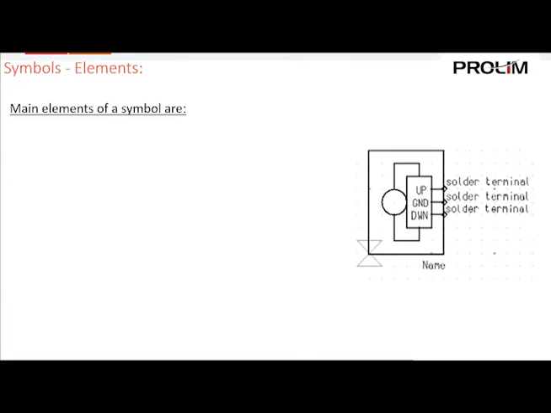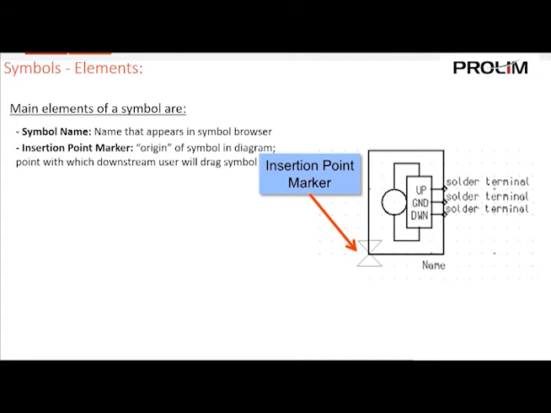So let's take a look at the symbol elements a little closer first. There are 9 primary elements to a symbol. The first one is the symbol name. This is the name that appears in the symbol browser when you're searching for it within the library. Pretty simple.